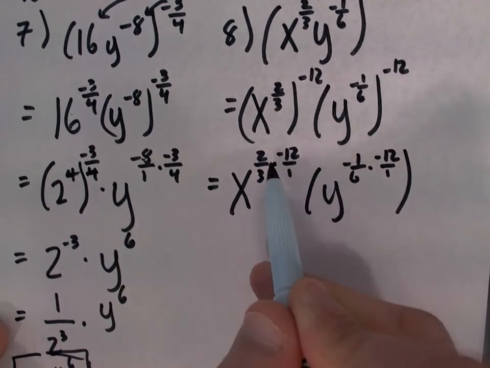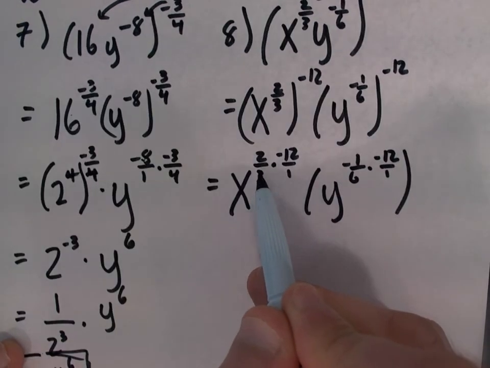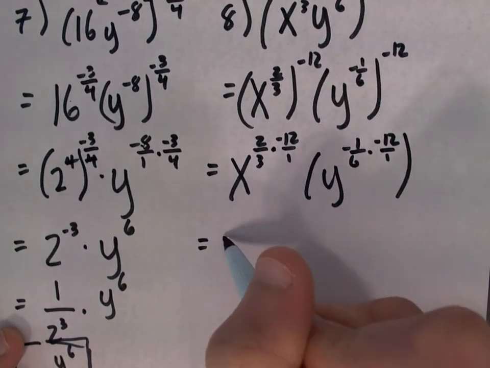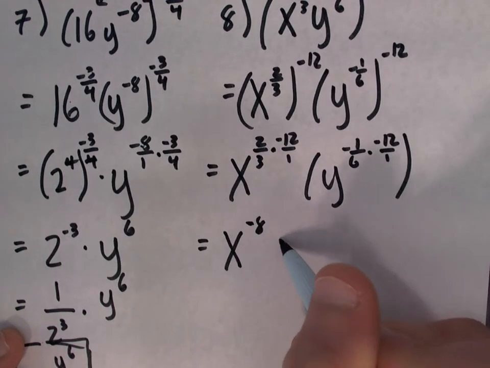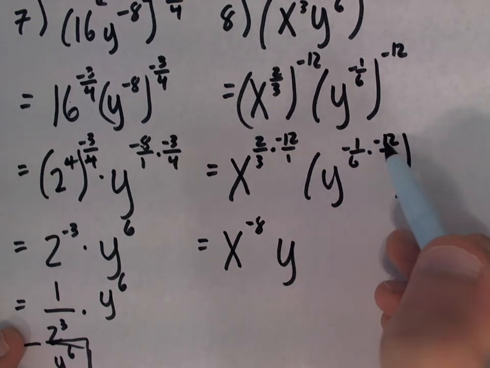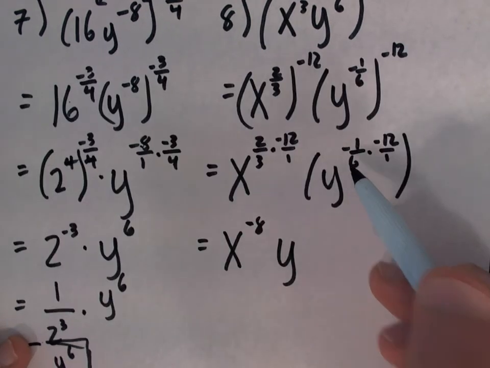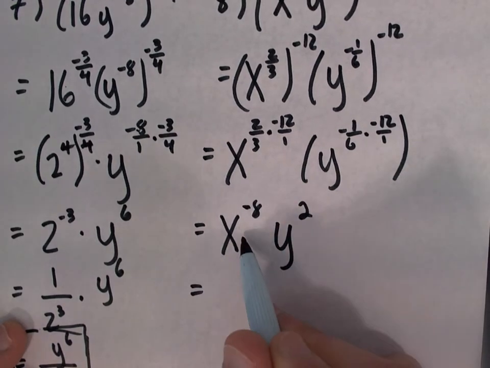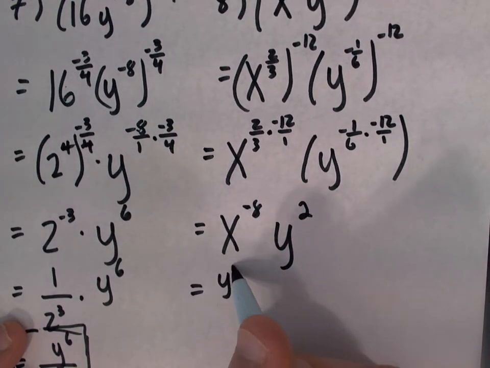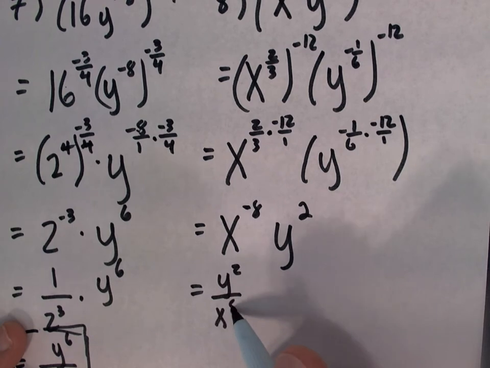Let's see what that is. So this is going to give me negative 24 over 3. Negative 24 over 3, so that's going to be x to the negative 8. This is going to give me negative times a negative is a positive 12. 12 over 6 is just 2. Okay, so that is going to give us, send this underneath, y squared over x to the 8th.